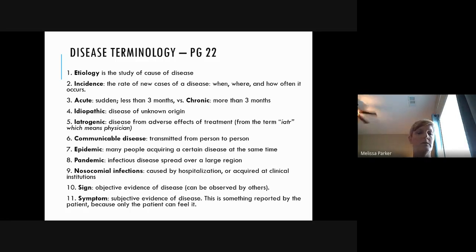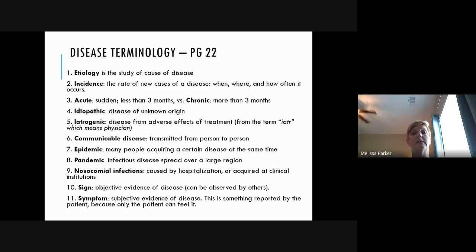That's a nosocomial infection. It's really important that we prevent nosocomial infections because the way things are paid now through the Affordable Health Care Act is that if a patient comes and contracts a nosocomial infection, then insurances do not have to pay for that hospitalization.